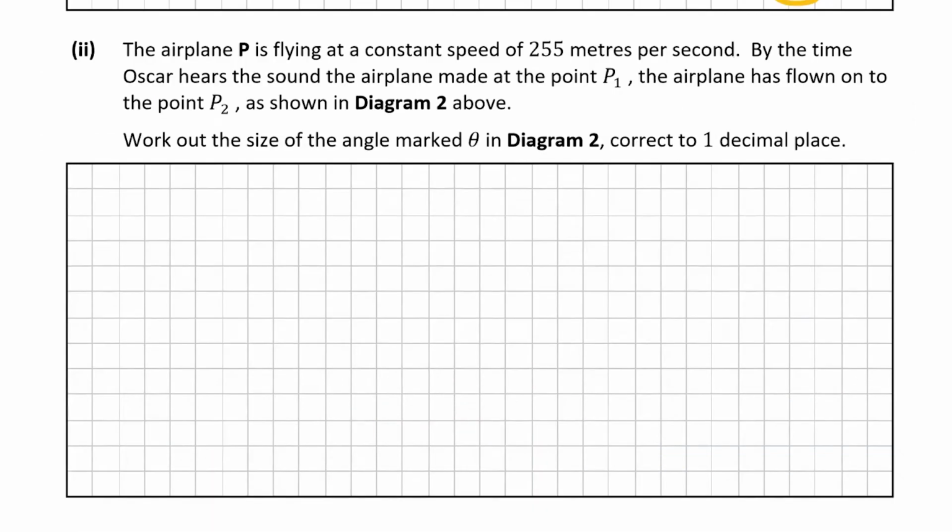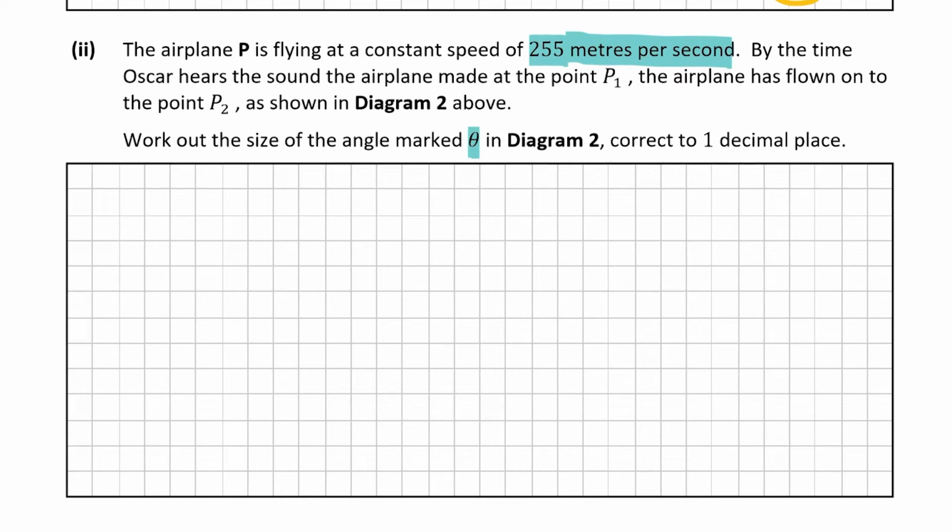For the second part of this question, question C part 2, we're also going to use our distance, speed, and time triangle. We're told that the airplane P is flying at a constant speed of 255 meters per second. By the time Oscar hears the sound the airplane made at point P1, the airplane has flown onto the point P2. We're asked to work out the size of the angle, theta, in diagram 2, correct to 1 decimal place.